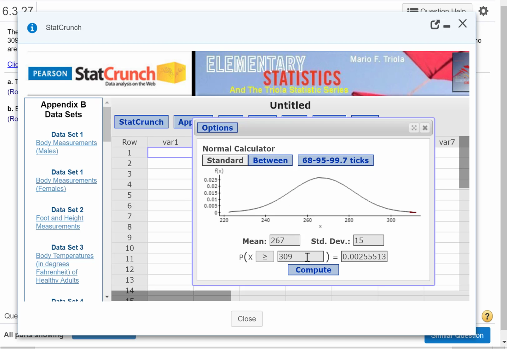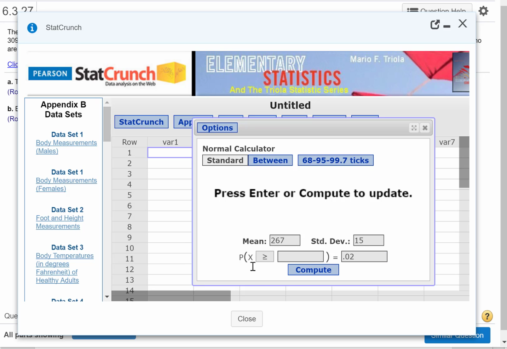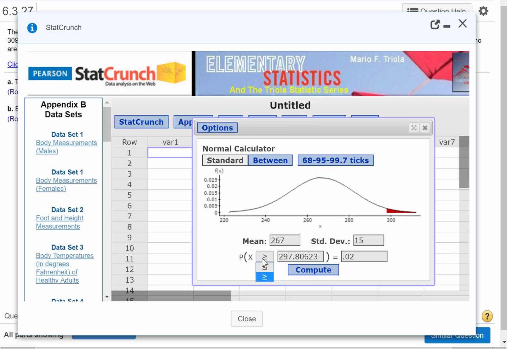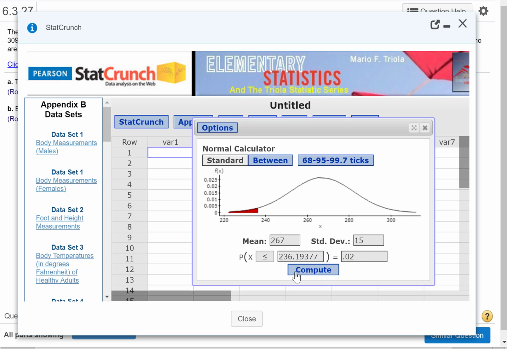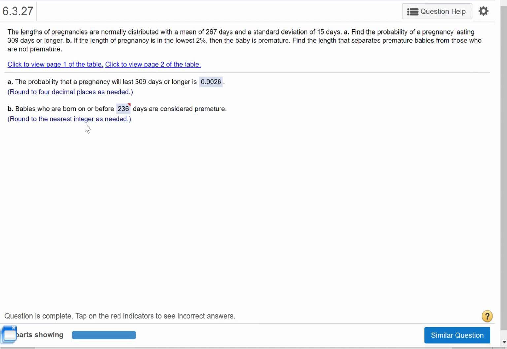Okay, so I pulled it up, and I'm just going to change this value here to 0.02. Wrong way, I didn't change this. So 0.02. And there we go. It looks like 236.2. Again, I can't remember the rounding. Let me look at this. Just rounded to the nearest integer, so 236. So I hope that helps.